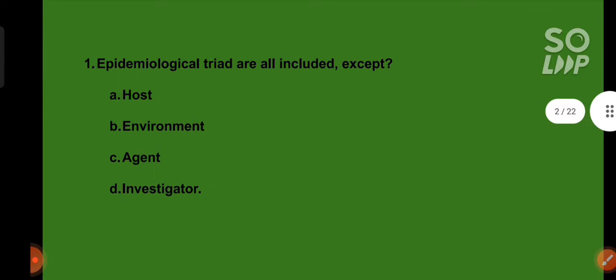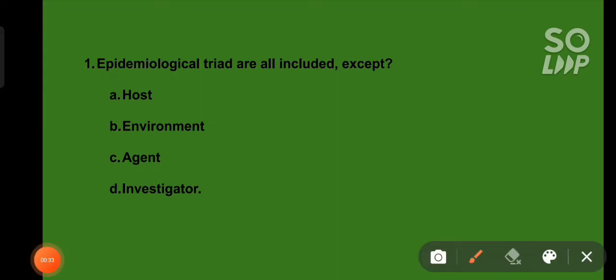Today, we are going to see some of the multiple choice questions related to community health nursing. The first question is: epidemiological triad includes all except. Among these four options, which is not related to the epidemiological triad? Option A host, option B environment, option C agent, option D investigator. The right answer is option D. Investigator does not come under the epidemiological triad.